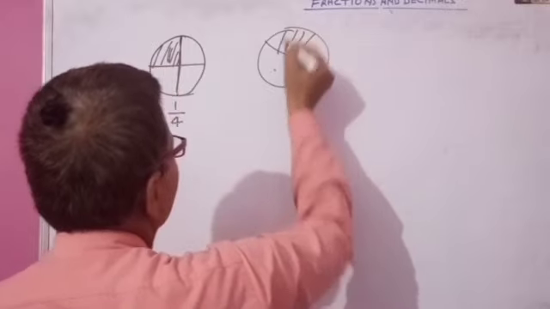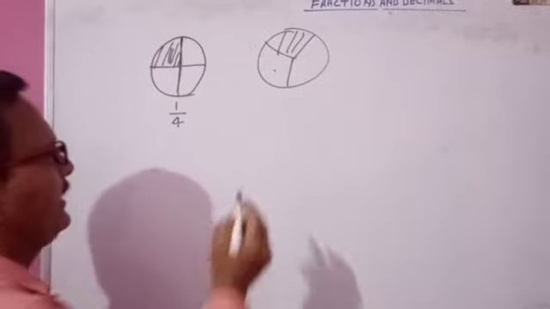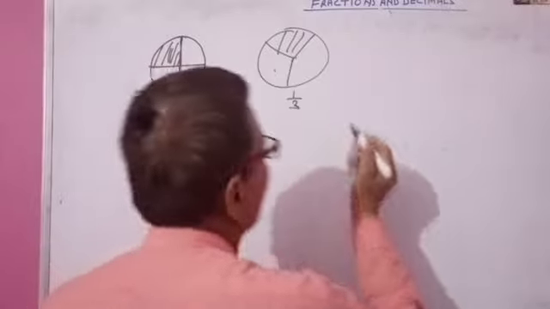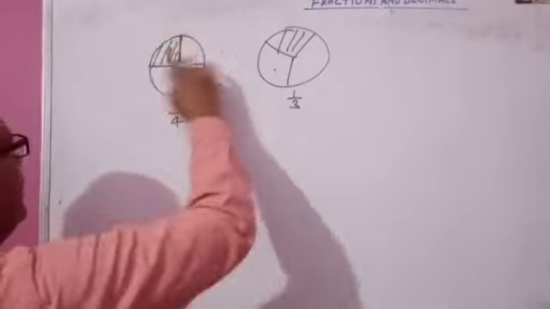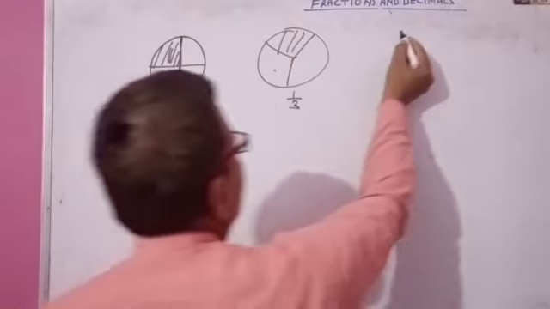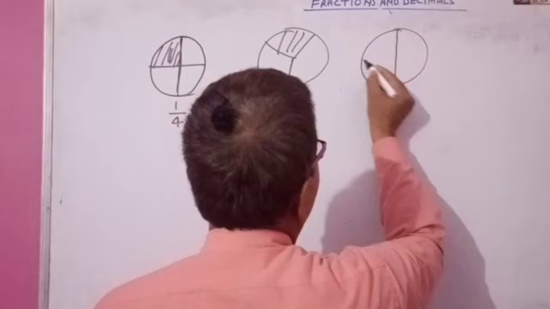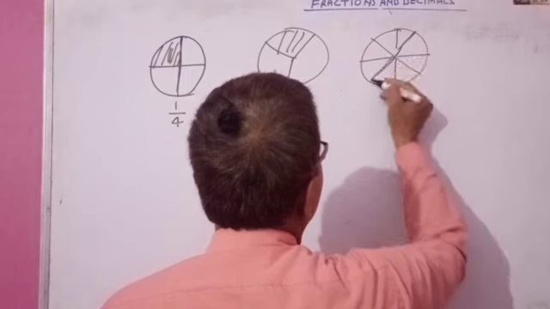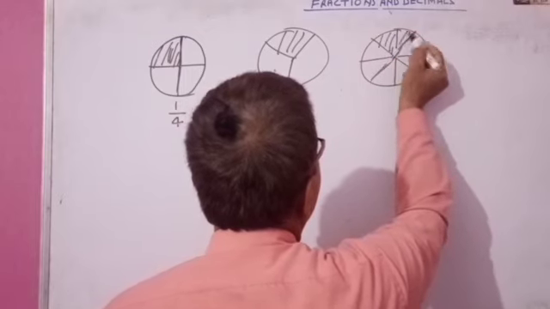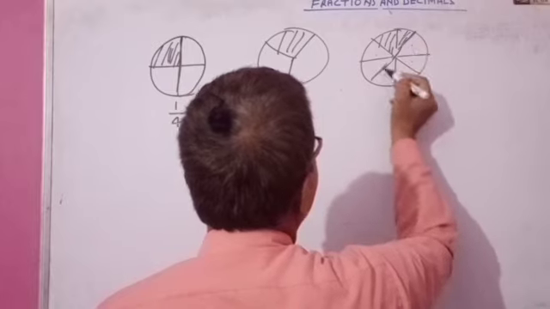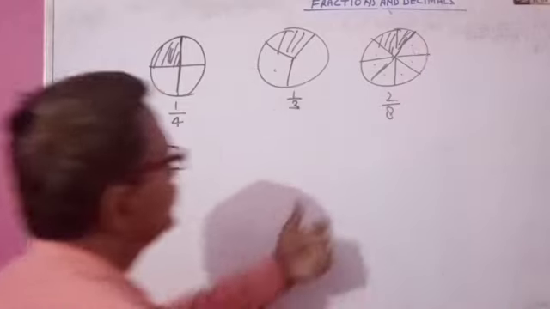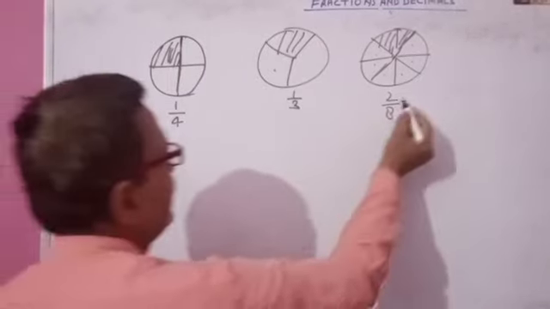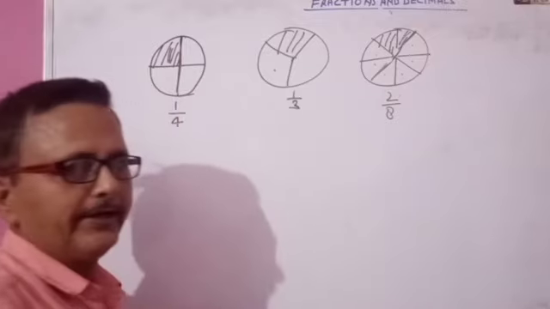Suppose out of a total of three parts, one part is taken. So it is 1/3. These are proper fractions. A proper fraction is a part of a whole. You can take more parts. Out of 8 parts, 2 parts are taken, so 2 upon 8. These all are proper fractions. In a proper fraction, the numerator is less than the denominator.